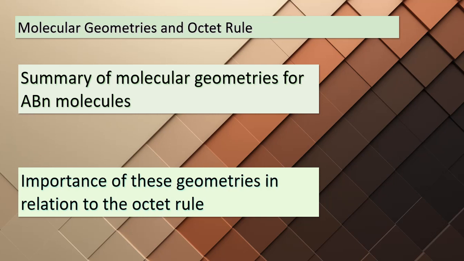These geometries play a crucial role in understanding the shapes commonly observed in molecules and ions that adhere to the octet rule. This rule guides us in predicting the arrangement of atoms in a molecule and their bonding patterns. Keep in mind that these molecular geometries are essential building blocks for comprehending the intricate world of chemical structures. Now, let's move on to our next exciting topic.